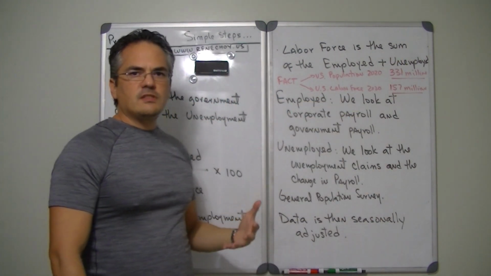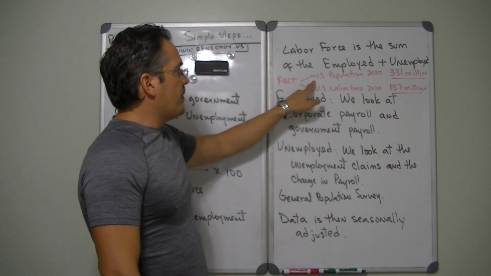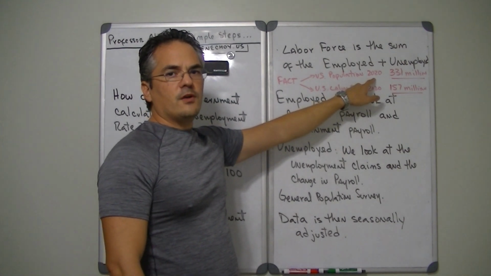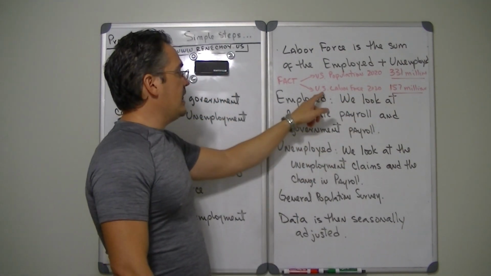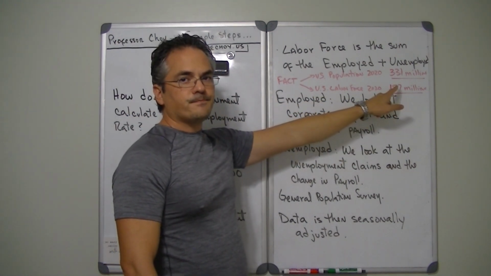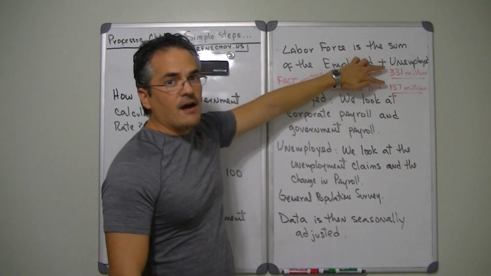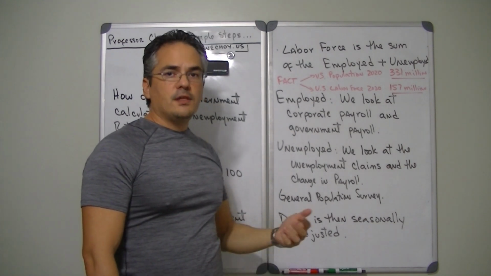Now, here's some interesting data for the United States. In the US, the estimate for the population for the year 2020 is 331 million people, while the estimate for the labor force is 157 million people. All right? So as you can see, only about half of the US population is actually part of the official labor force.